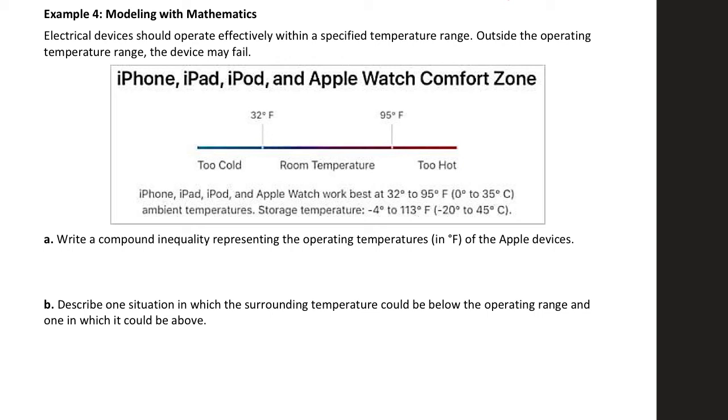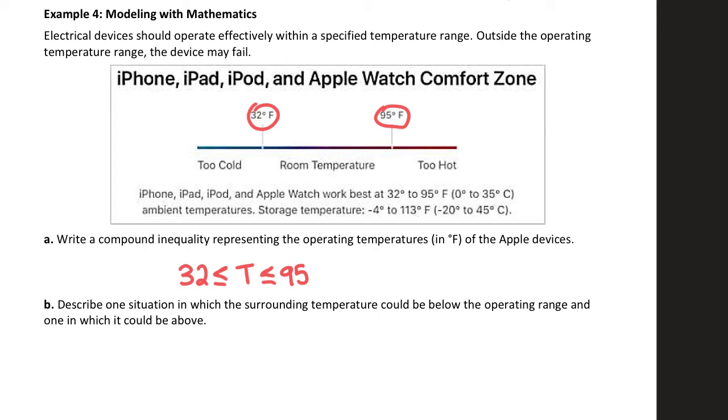We're going to write a compound inequality representing the operating temperatures, okay, for these. So what I'm going to say is we're going to go by the actual diagram here, the 32 degrees and the 95 degrees. So I would say a compound inequality for this in Fahrenheit for these devices, it's going to be temperatures between 32 and 95. So it's going to be an and inequality. So I'm going to write this as 32 is less than or equal to, and let's just use T for temperature. Okay? Because once it gets below 32 degrees, it's too cold for it to operate. Once it goes above 95 degrees, it would be too hot to operate.